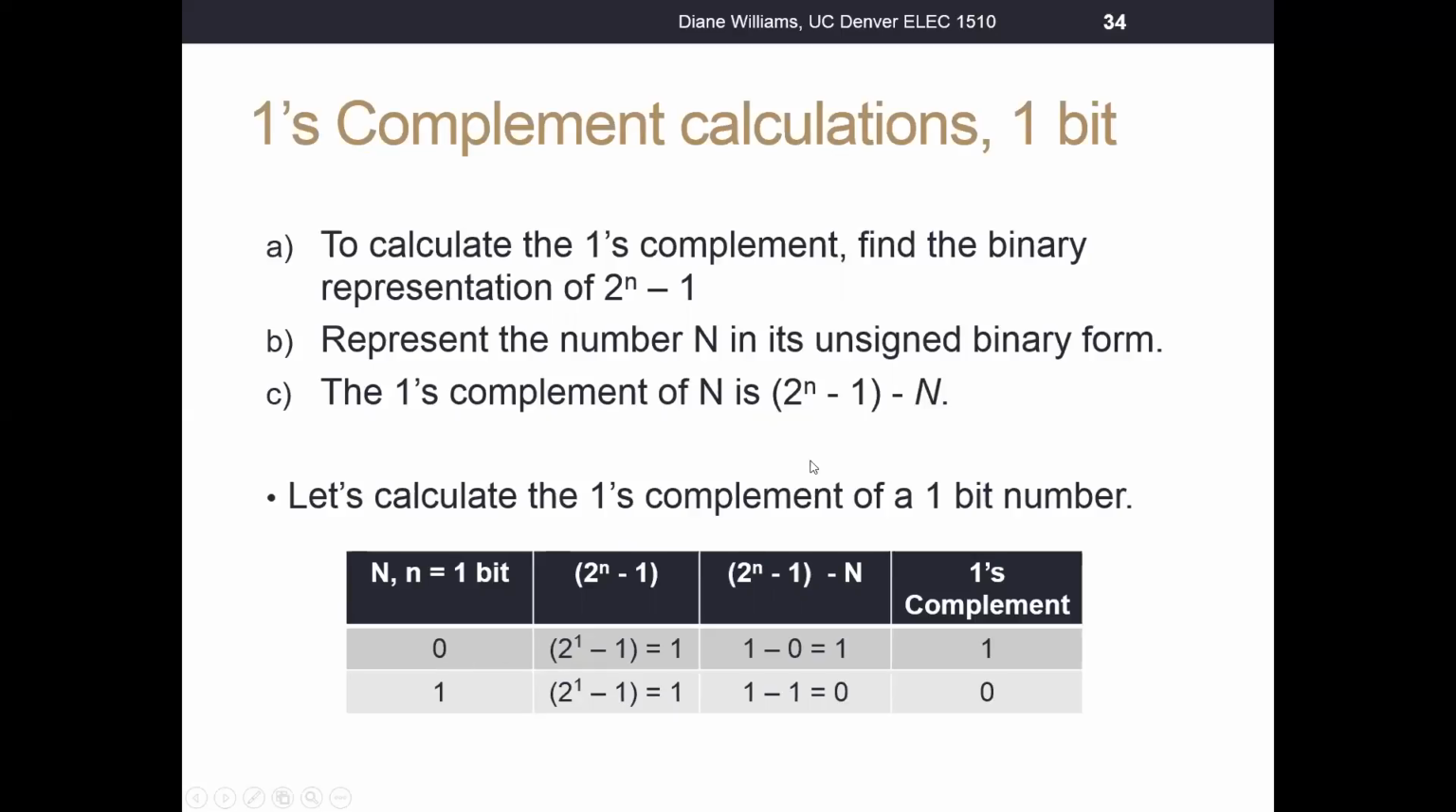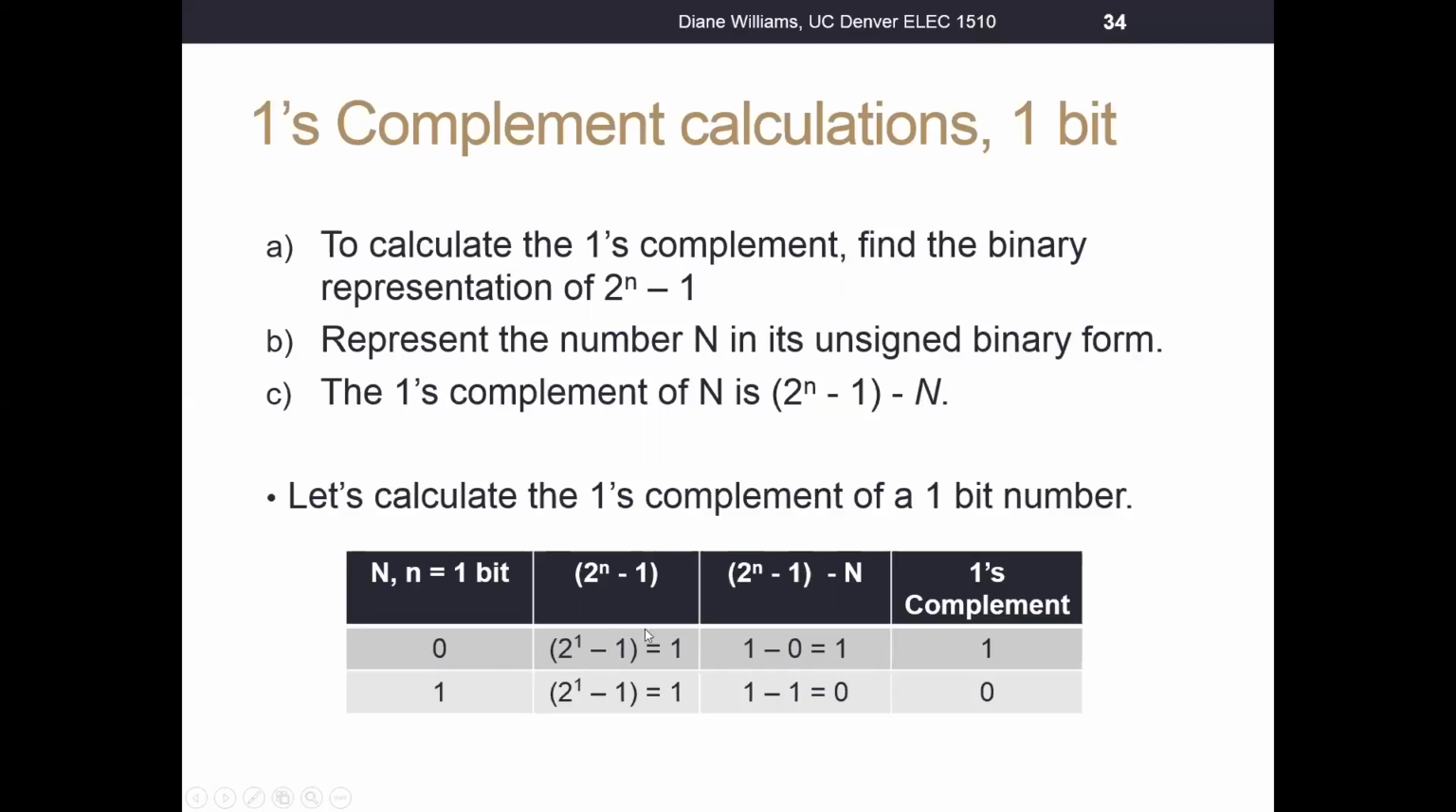N is 0. Here is then the 2 to the n minus 1 calculation. 2 to the little n minus 1 gives us 1. And then to finish this calculation, once I found this step, I take this and I subtract it. So here's the 1 from here to here, 2 to the n minus 1. We're going to subtract out n. N was 0. 1 minus 0 equals 1. In other words, the ones complement of n, when n is 0, is 1.